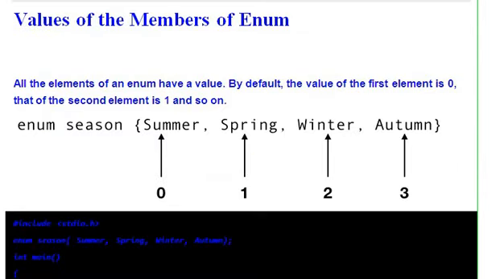So by default the value of the first element is assigned 0 and the second element is 1 and so on. So here the first element summer is 0 and then 1 and then 2 and then 3. We can change these values. We can assign our own values to these elements, but by default they are assigned numbers from 0.